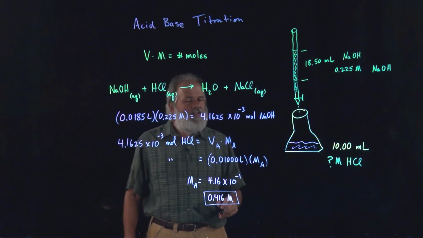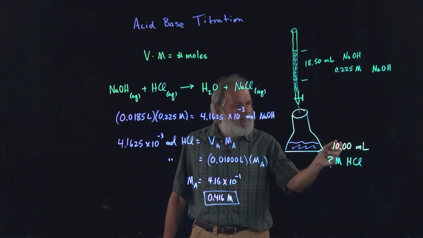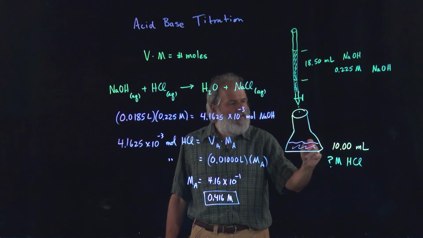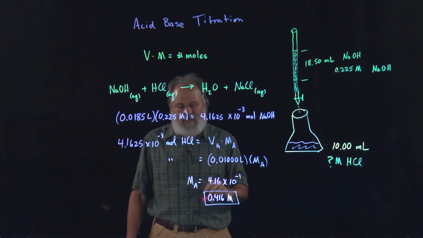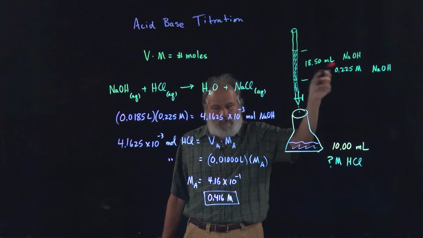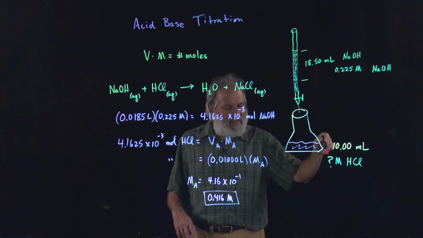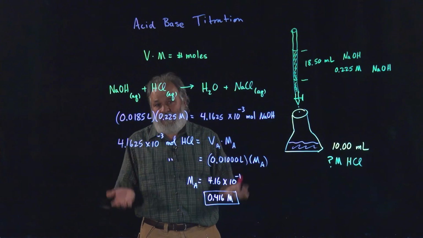All right, now does that make sense? Since I have a smaller volume of acid than I do base, then it must be more concentrated than the base. So the molarity is going to be greater than 0.225, and since the volume is about half, the concentration must be about double, so this checks out.